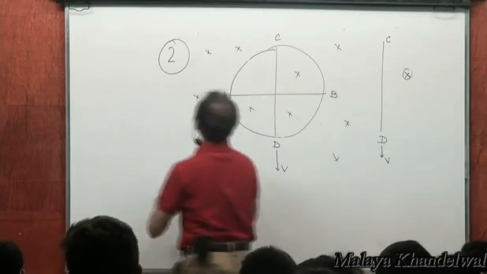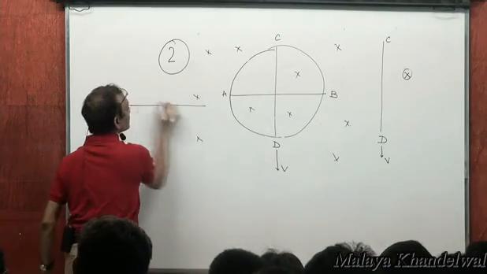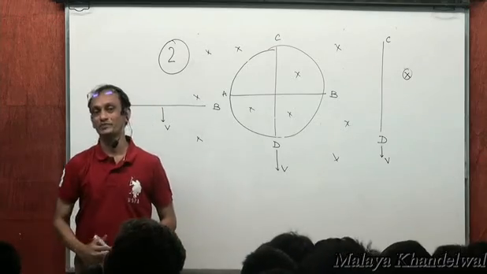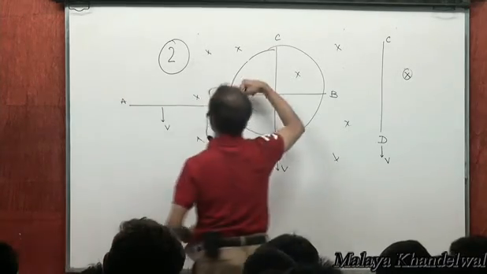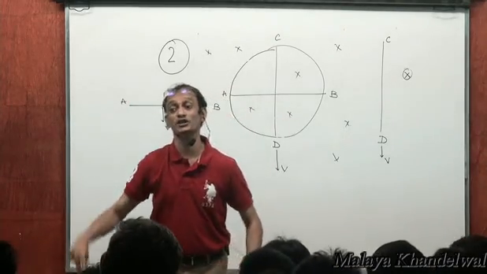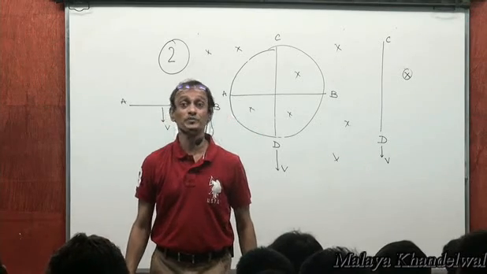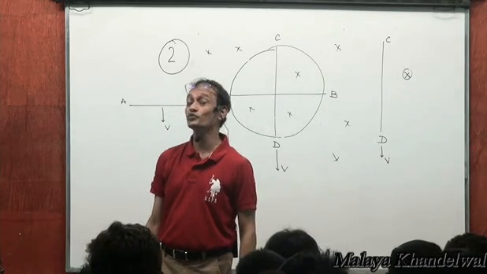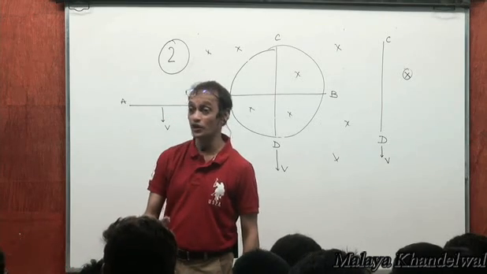However, if you imagine a rod AB like this with velocity V, then A and B will not be at the same potential, because there would be V cross B towards B, causing B to be at a higher potential compared to A. There would be a potential drop across AB. Right? A question that you would have to answer.